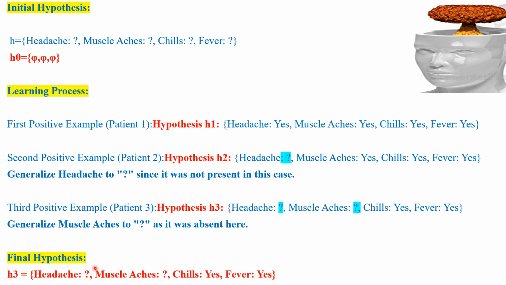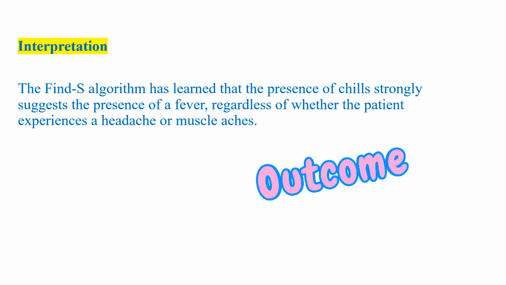Here is the final hypothesis. We have concluded that in the final hypothesis headache is a don't care value, muscle ache is a don't care value, and chill is the only attribute value which contributes to the prediction of fever as label S. The Find-S algorithm finally provided the outcome.